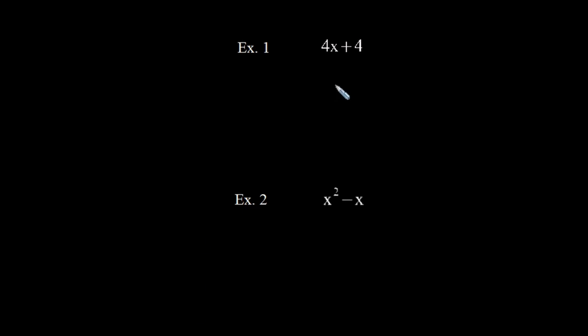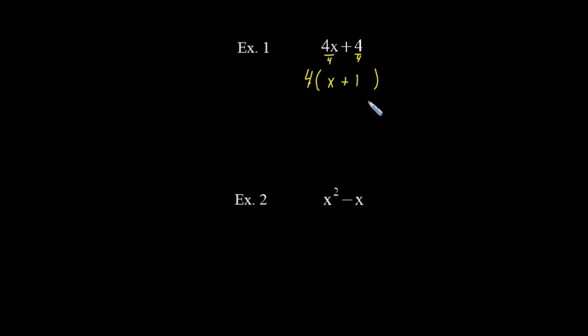So looking at example 1 here, we're going to inspect this binomial. It's a linear binomial, and we can see that both terms, 4x and 4, are divisible by 4. So we're going to divide out the 4. Whenever we do that, we're just going to put that 4 out front, and then we're going to mentally think about dividing both terms by 4. And we can see that that 4 will cancel in the first term, and we'll be left with x, and then 4 over 4 simplifies down to 1.